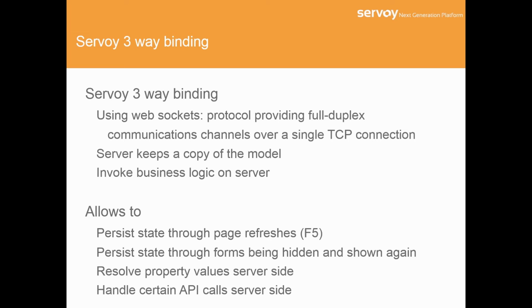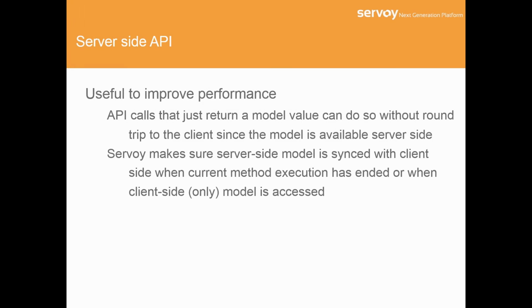Usually you use that for getters. So for any getter of a property that you would have, you can prevent a round trip to the client. You can also handle certain API calls server side, but that's a bit advanced topic. I don't think we'll dive into that today. As I said, that's very useful to improve performance. No round trips needed. And Servoy will always make sure that your server-side model is in sync with the client.